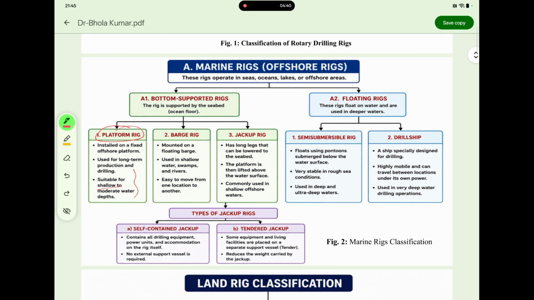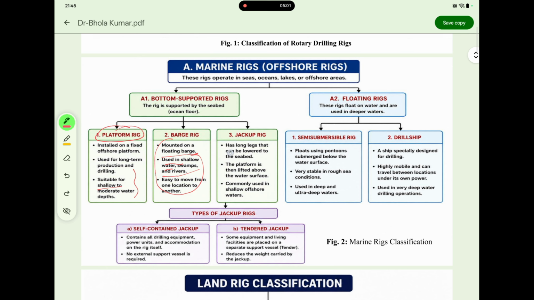Now the next one is the barge type of rig, mounted on a floated barge, used in shallow water and rivers. It is easy to move from one location to another location. This is the advantage of the barge rig. Now coming to the next rig, that is the jackup.